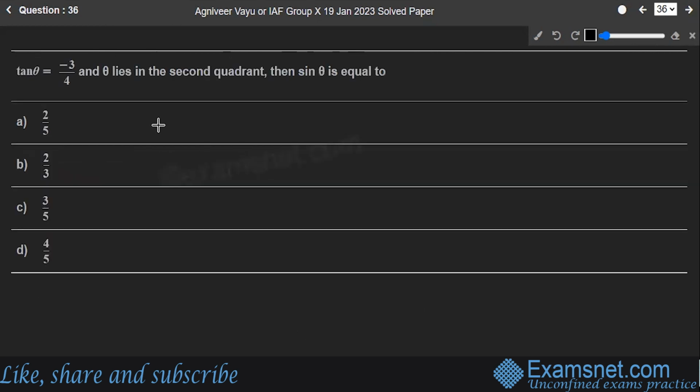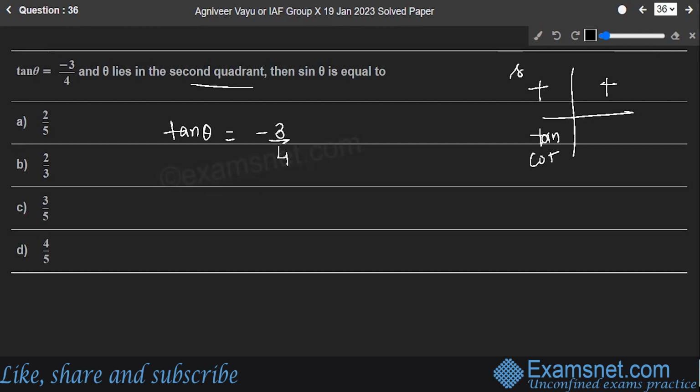Next is question number 36. You are given tangent of theta is equal to minus 3/4 and theta lies in the second quadrant. I hope you remember this: in the first quadrant, all are positive. In the second quadrant, sine and cosec are positive. In the third, tangent and cotangent are positive. In the fourth, cos and sec are positive. So theta lies in the second quadrant, where tangent is negative.